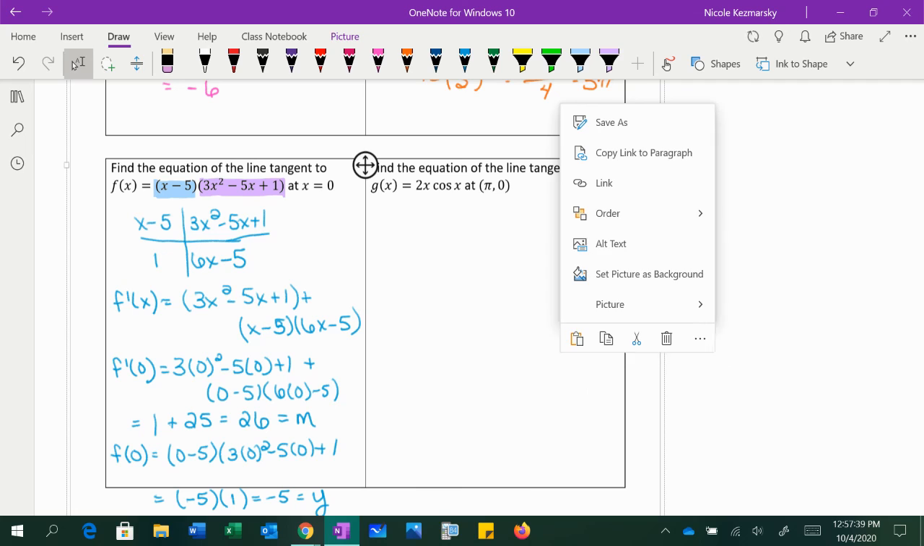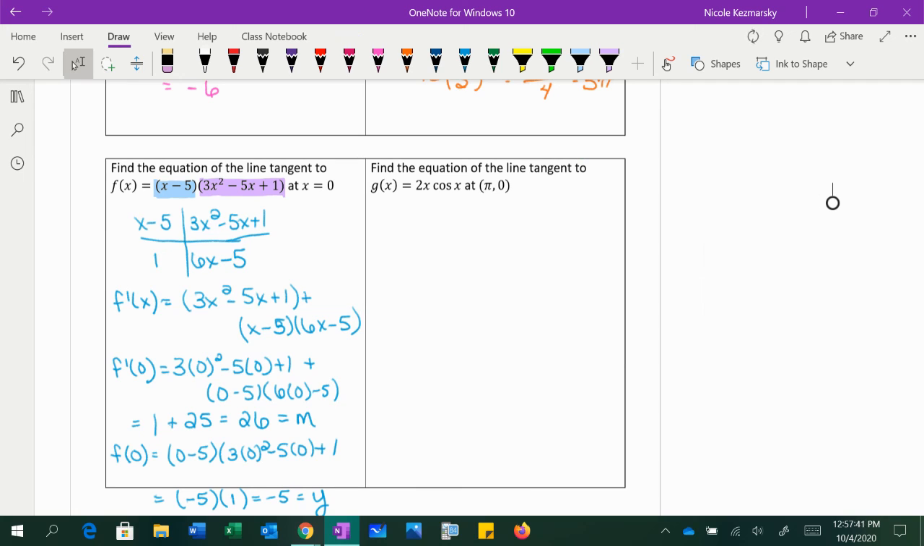Last one, equation of a tangent line. So for an equation of a tangent line, you need an x, a y, and a slope. I've got the x and the y. We've got pi and 0. Now I need the slope, so I need a derivative. I'm looking for my x's. I see a 2x, I see a cosine of x, and they're getting multiplied together. So I'm going to go ahead with my box, make this 2x cosine of x.